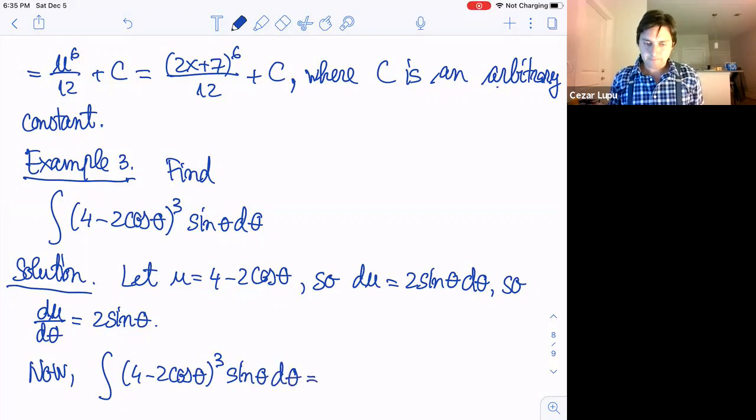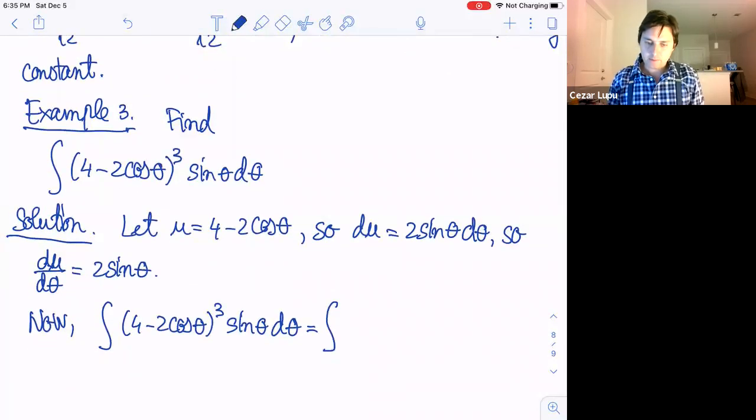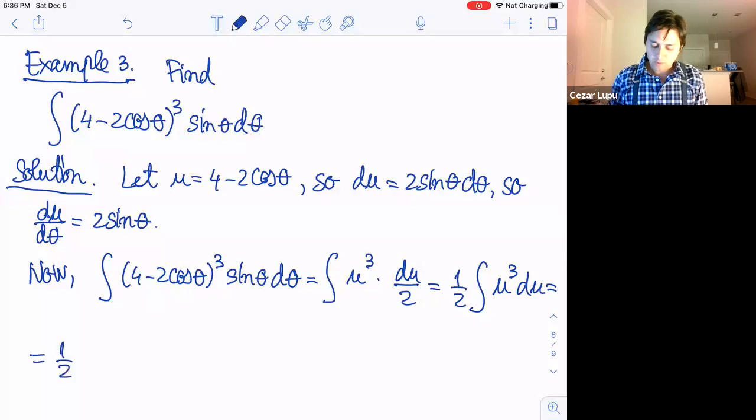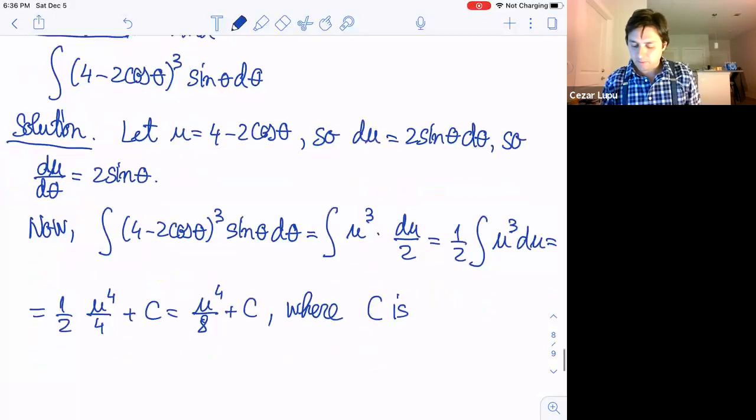Now it's going to be the integral of u cubed times sine of theta d theta, which is nothing else than just du over 2. So the constant we take outside the integral. So this would be 1/2 the integral of u cubed du, and this would be u to the 4th over 4 plus constant. So it's u to the 4th over 8 plus constant, where c again is an arbitrary constant.